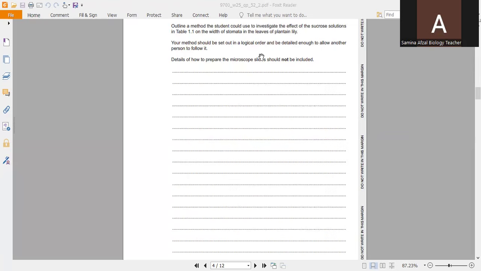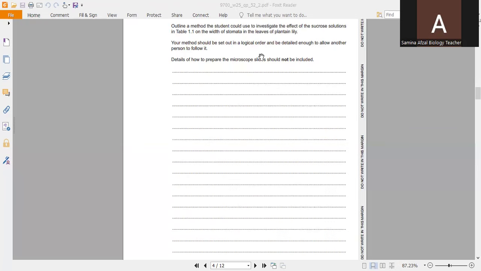Then we will select a predetermined number of stomata from each slide, using a random or systematic sampling method to avoid bias. We will use the eyepiece reticule to measure the width of the aperture of each selected stomata. Then we will ensure the measurement is at the widest point. Then we can repeat the entire process with multiple epidermal peels for each concentration to identify anomalies and calculate a mean.